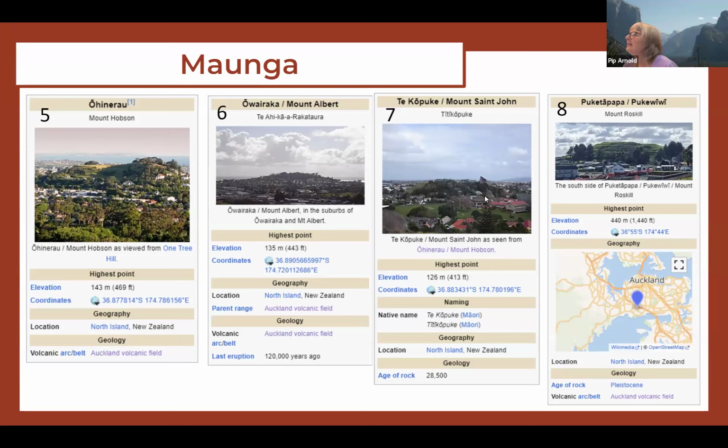Okay, number 7. You can see it, it's behind the trees. This is Mount St. John. Okay, number 8, Mount Roskill. That's this one here. Mary's trying to introduce a third category of somewhat or maybe.